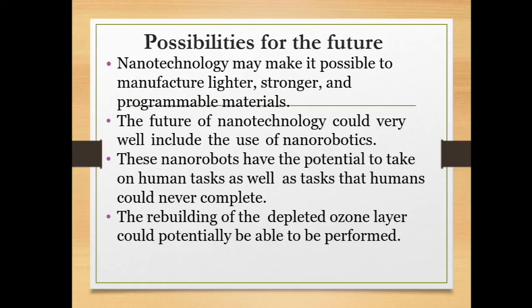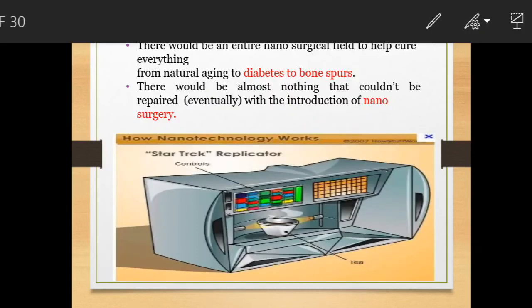The work to be done by humans will be replaced by nanorobots. There will be an entire nanosurgical field to help cure everything, from natural aging to diabetes to bone spurs. There will be almost nothing that could not be repaired eventually with the introduction of nanosurgery. This is very useful, or rather helpful, when it comes to the field of medicine.